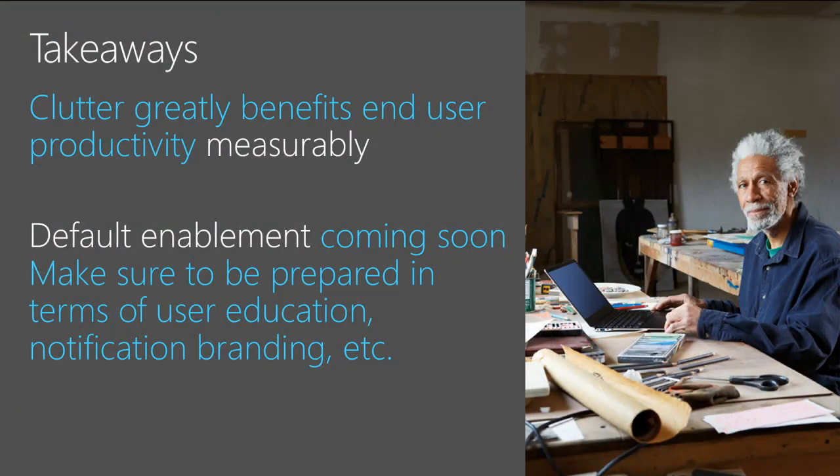So what are the things to take away from this? Clutter really greatly benefits end user productivity in a measurable way. We're actually able to measure their productivity benefits, the amount of time that they're able to save because of Clutter moving things out to the Clutter folder. The other thing I'd like you to take away is that default enablement is coming soon, and there's a lot of preparation needed to make sure this is right for your organizations. You should make sure to learn about the feature. I've talked a little bit about it, and I'm happy to answer questions about how the feature works.